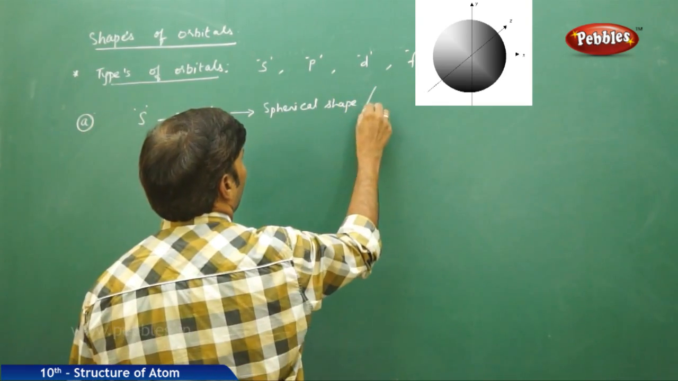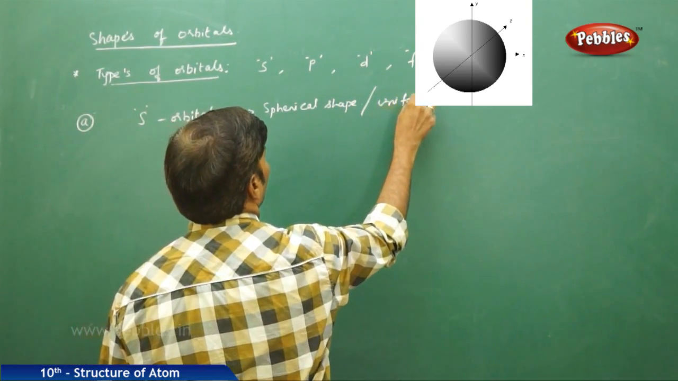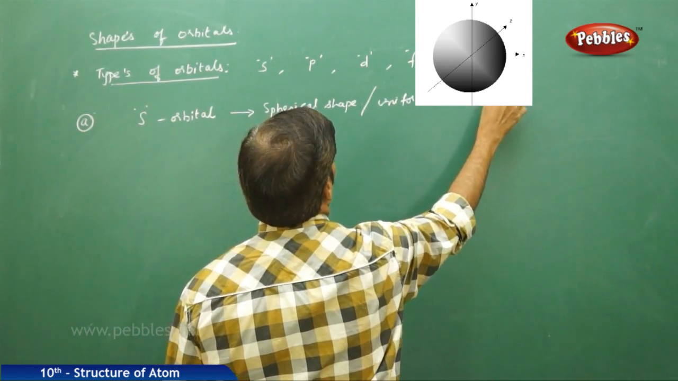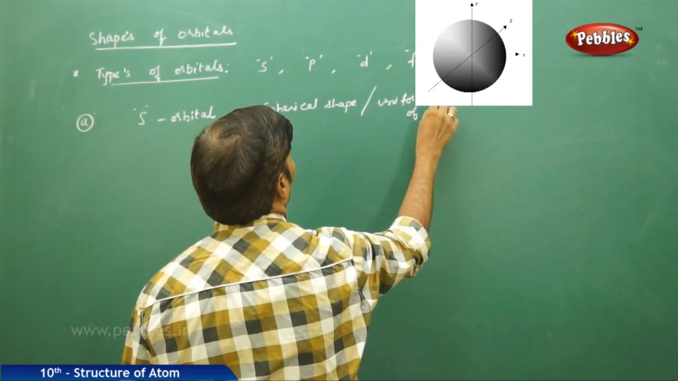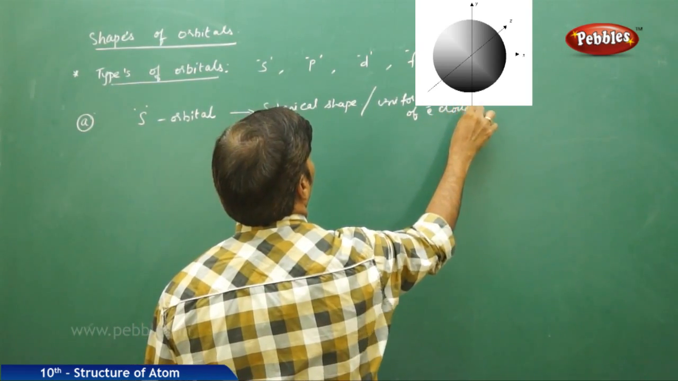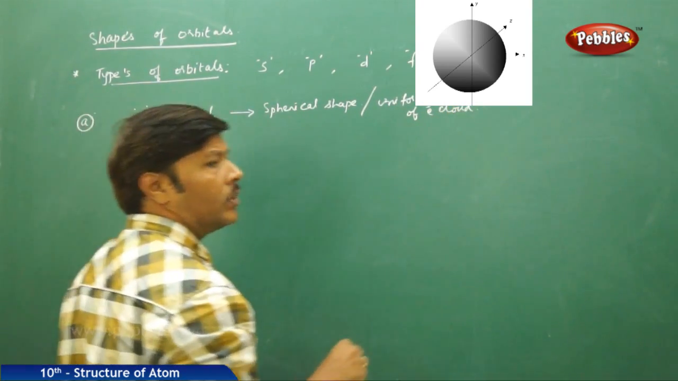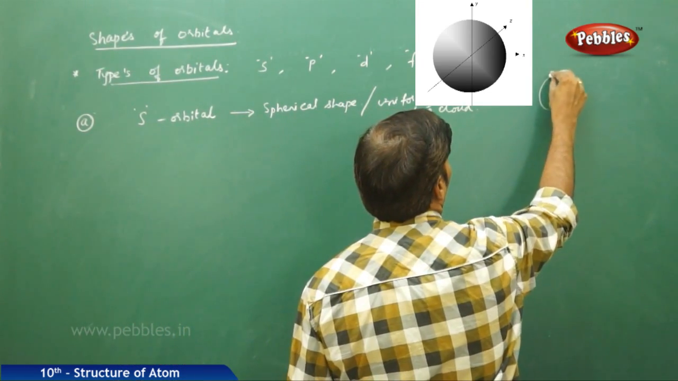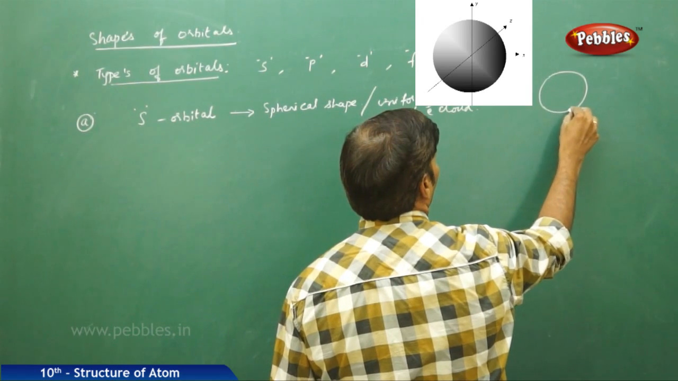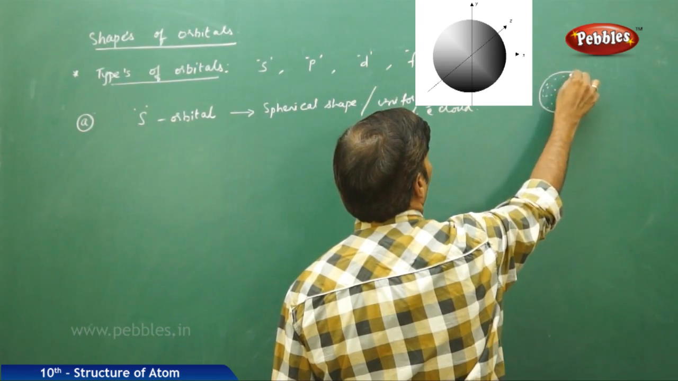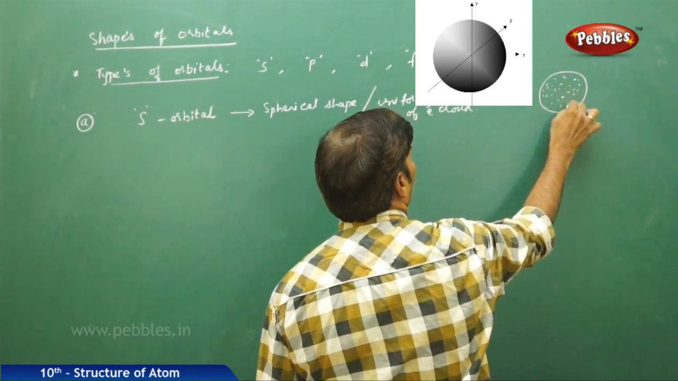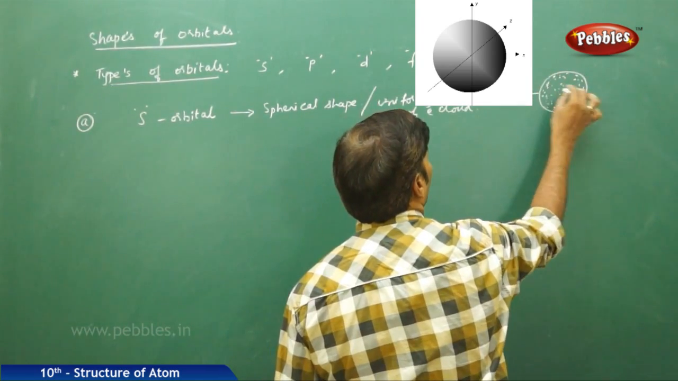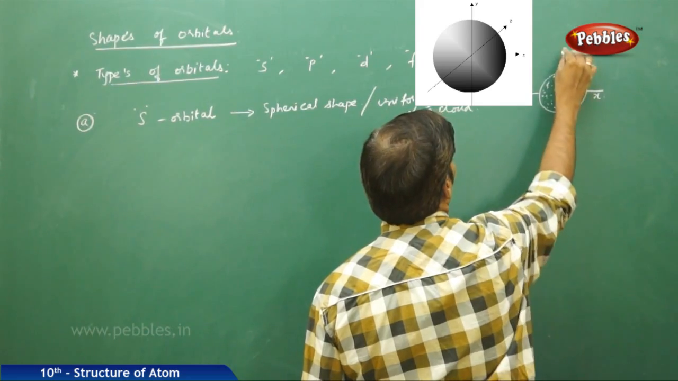Spherical shape with the uniform distribution of electron cloud, and the shape of that orbital is given by s orbital. Because it is spherical in shape, you find the electron density or the electron cloud is distributed uniformly.